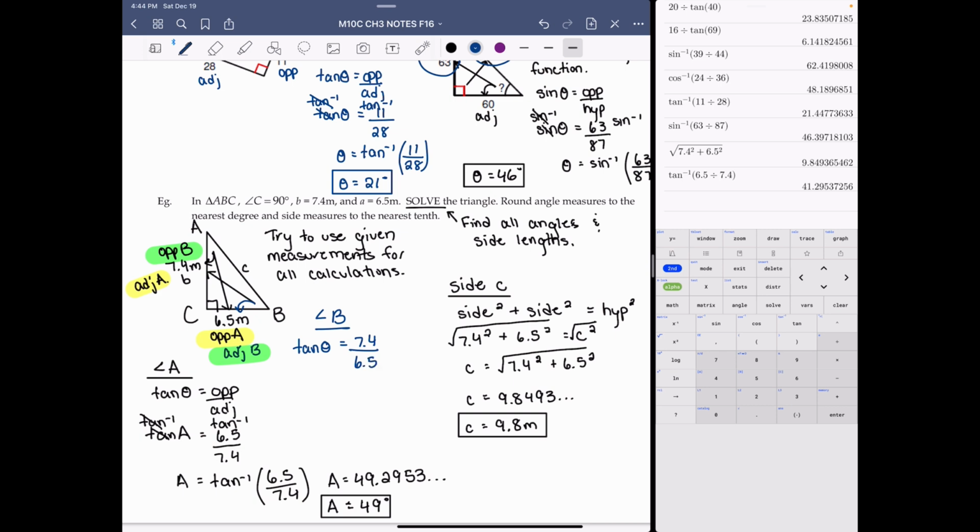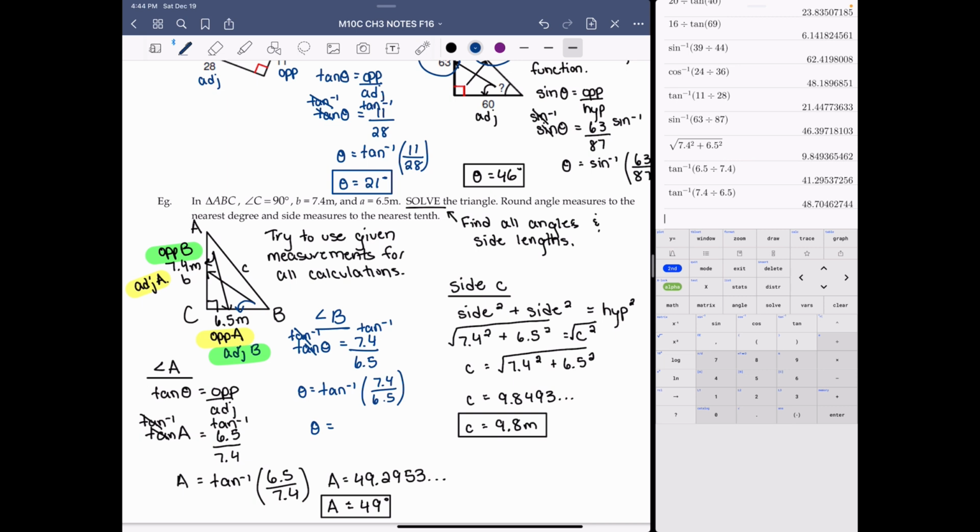We want theta equals, not tan theta equals, so do tan inverse on both sides. Then tan inverse and tan cancel out. We get theta equals tan inverse in brackets 7.4 divide 6.5. And then theta equals, calculate that, second tan in the brackets, we do 7.4 divide 6.5, which gives us 48.7046, or to the nearest whole number, 49 degrees.